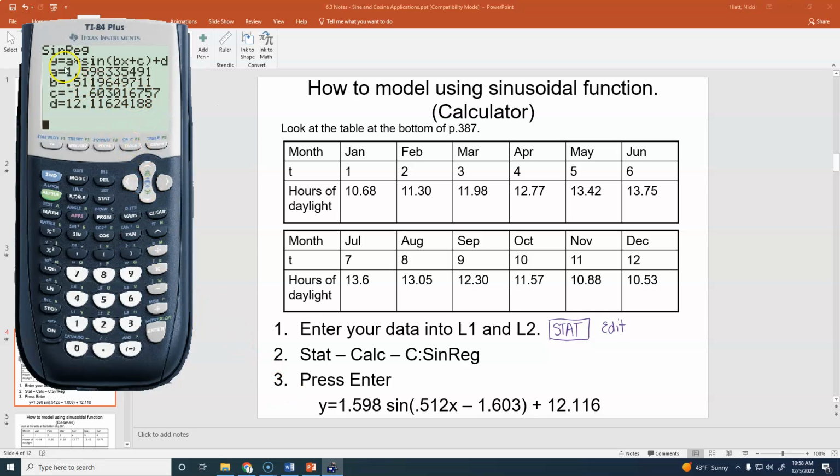Hopefully. So I got 1.598 for my A. I got 0.512 if I round to 3 places for my B. I got negative 1.603 for my C and 12.116 for my D. If you do not have that, then it might be because one of your numbers is typed in incorrectly. That's usually the problem, is you typed in something wrong in your table.